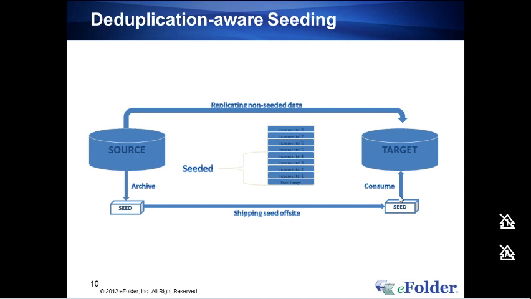So what actually occurs now is the moment you set things up with eFolder and they are ready to receive your seed, you have a source and target drive. Anything else that's not included on that seed is going to be replicated over to the target side, so that when eFolder actually does consume the drive on the target environment, everything should be up to date.